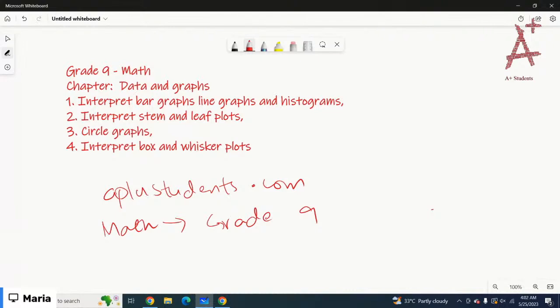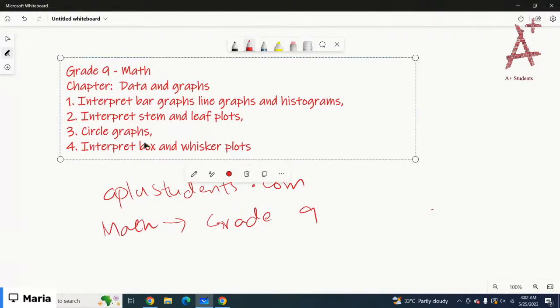We're going to start with the chapter data and graphs. Let's start with the lessons. They are interpret bar graphs, line graphs, and histograms; interpret stem and leaf plots, circle graphs; and interpret box and whisker plots. Okay, let's start with the first lesson, interpret bar graphs, line graphs, and histograms.